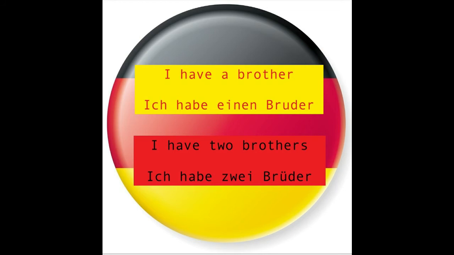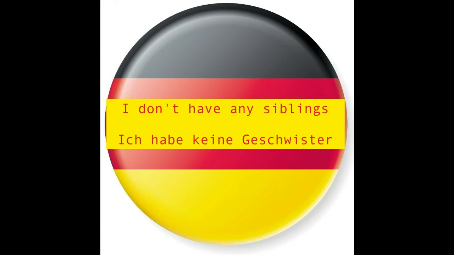The same principle applies with the plural, whether you have 2 brothers, 3 brothers, 10 brothers. If you want to say that you have more than 1 brother, if you have 6 brothers, you could say, ich habe 6 Brüder. Or if you're like me and you don't have any siblings, you would say, ich habe keine Geschwister.